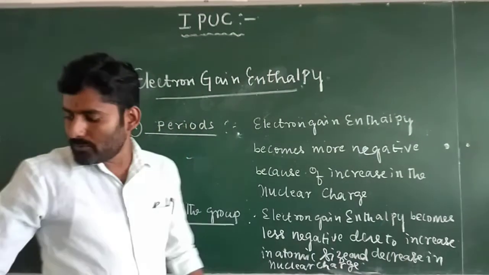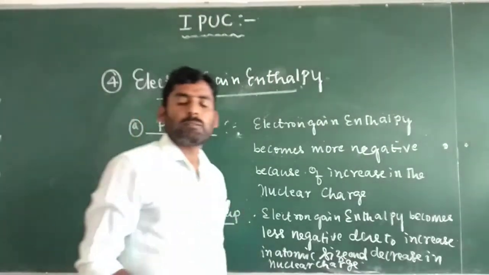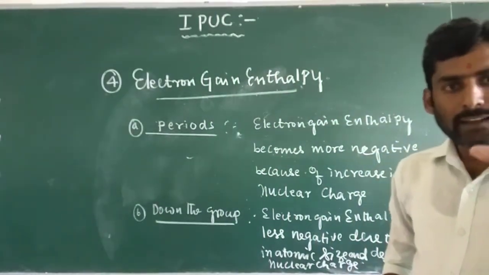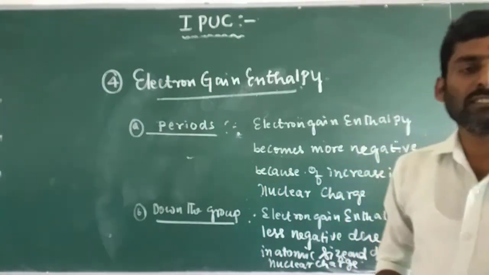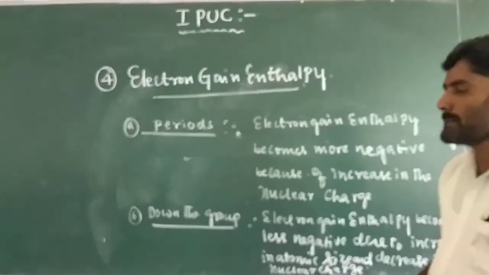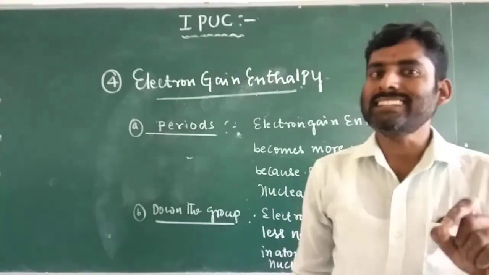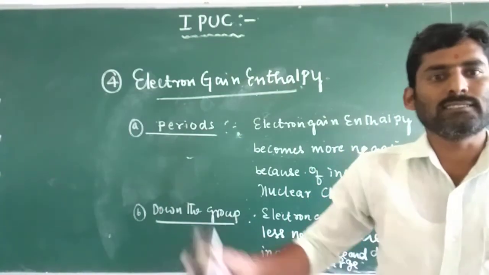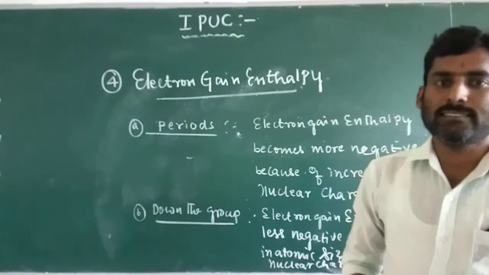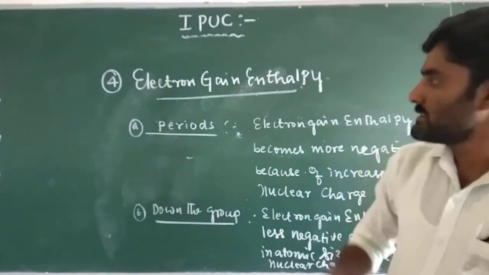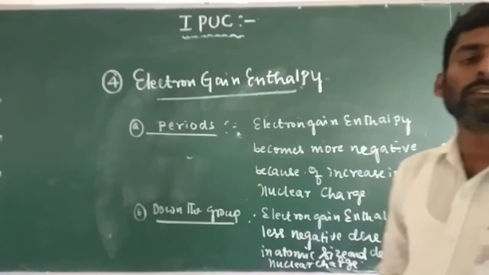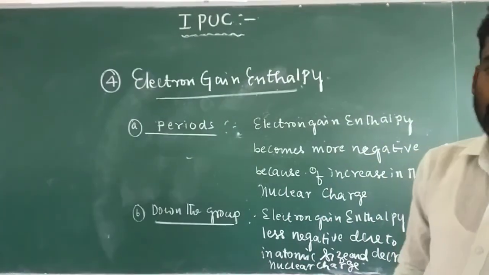So down the group, electron gain enthalpy becomes less negative because atomic size increases. The added electron goes to different shells, the number of shells increases, and effective nuclear charge decreases. So it is not easy to add an electron to the larger atoms. Smaller the size, easier to add electrons, so electron gain enthalpy will be more. That is in the case of periods. Larger the size, it is very difficult to add the electron to the larger sized atoms.